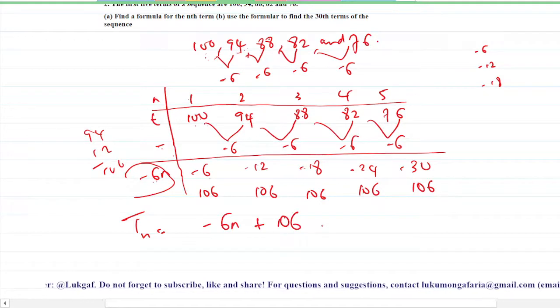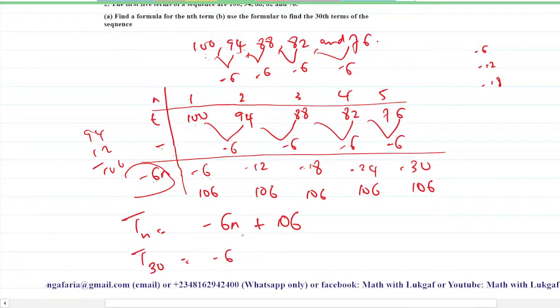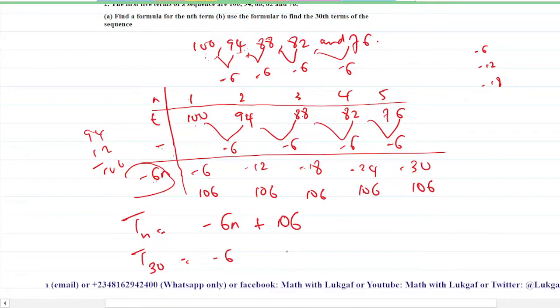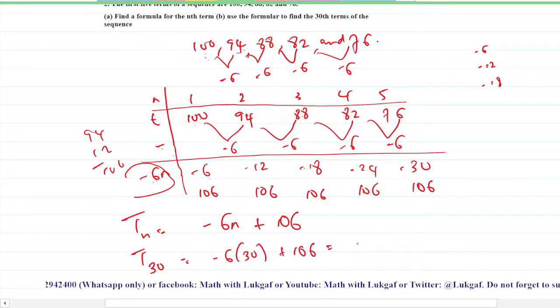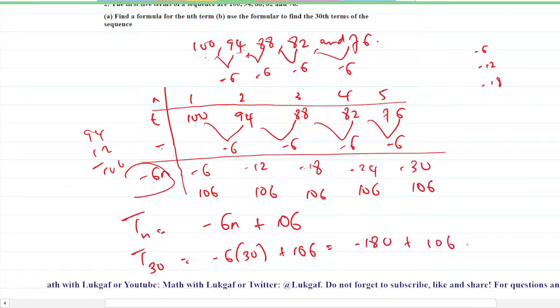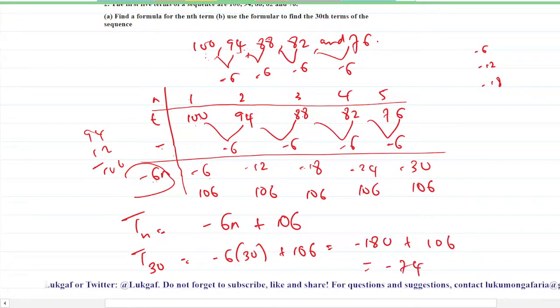So plus 106. So with this one, I can use my formula to obtain the 30th term of the sequence. How are you going to obtain that? Your T30 means wherever you see n, you substitute the value of 30. And that will give me minus 180 plus 106. If you do that very well, you are going to have negative 74.